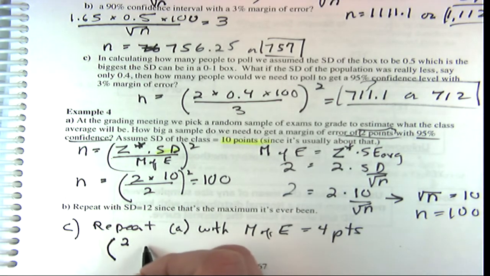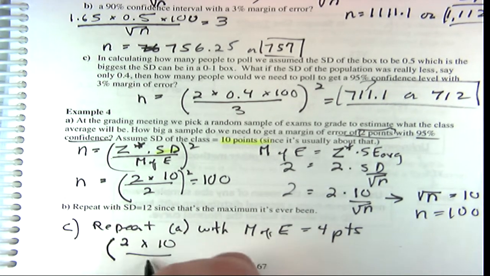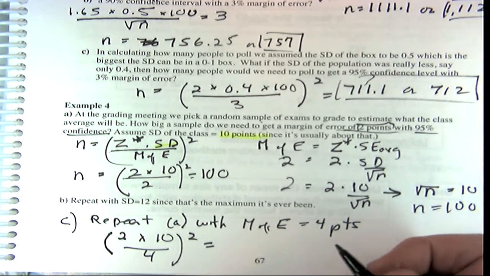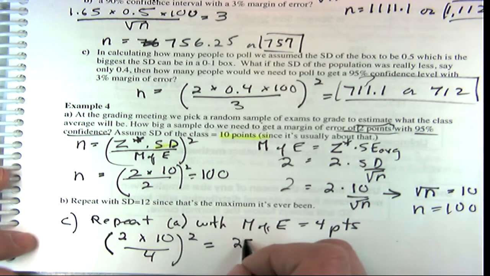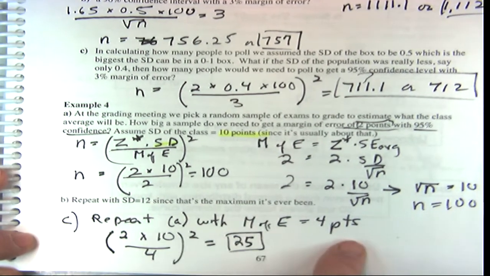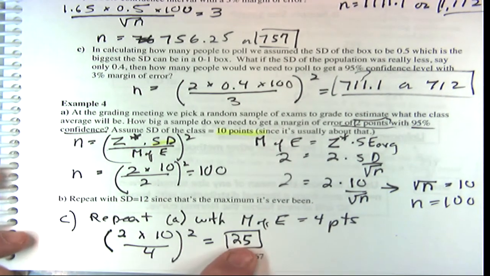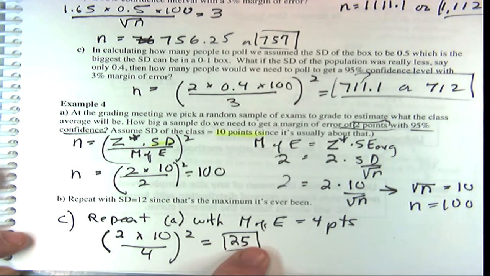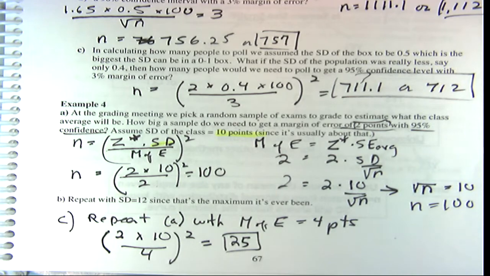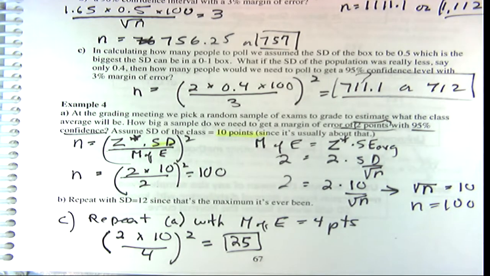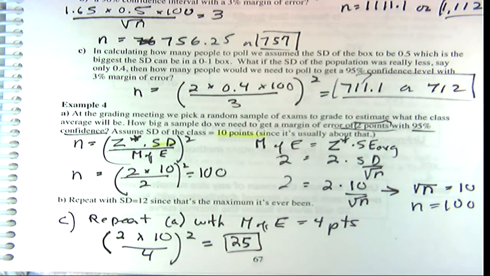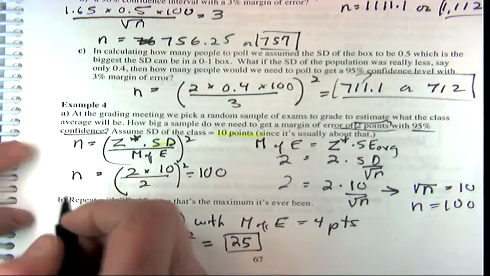Then I'll get 2 times 10, and I'll have a 4 here. So now, what does this work out to? This is only 25 then. So doubling my margin of error, because of the square root law, that square in there, reduced my n to 25. I only get 5 squared instead of 10 squared. It's because of this square here, the square root law. Okay, so you can do this one on your own.